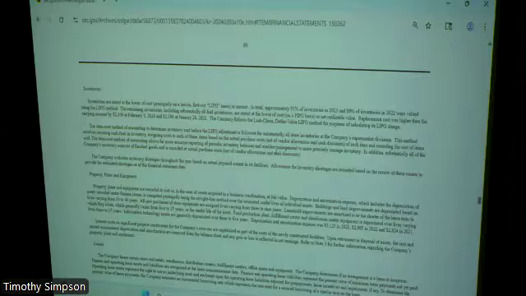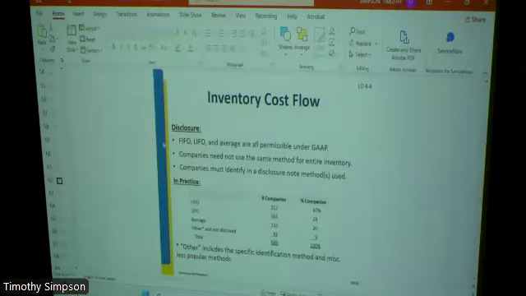But I just want to point out to you the nature of the argument here and how it really influences what's going on. In this case, we have FIFO and LIFO, all permissible under GAAP. Companies don't have to use the same method for different inventory. They may value some inventory at FIFO, some at LIFO, some at average cost. There are other methods as well, which are a little bit less common. So companies can use all kinds of different methods.